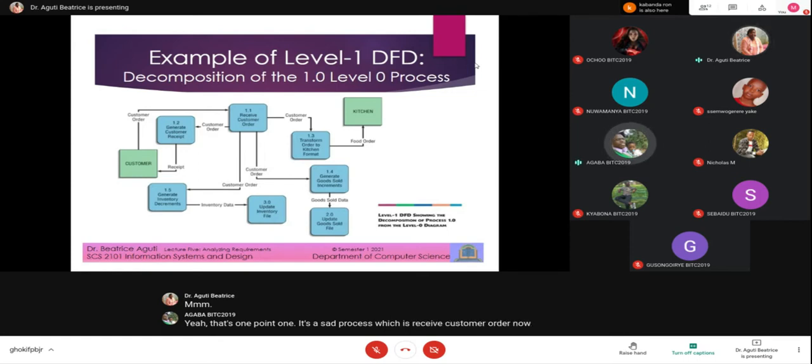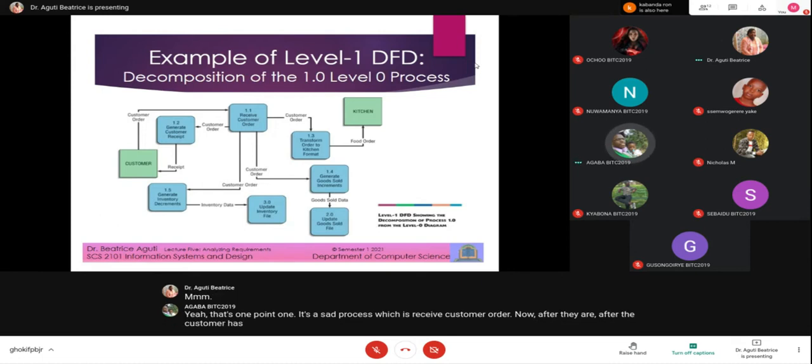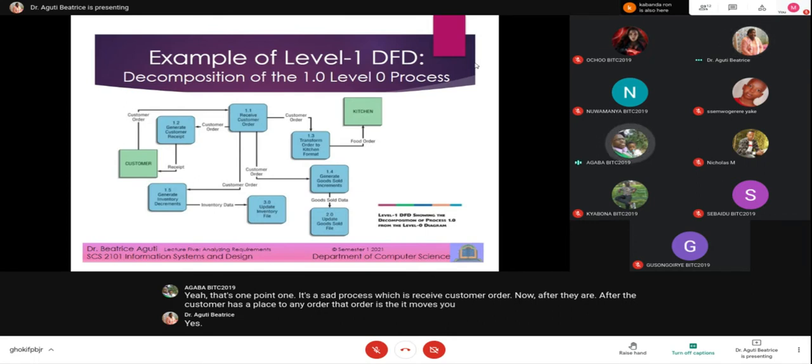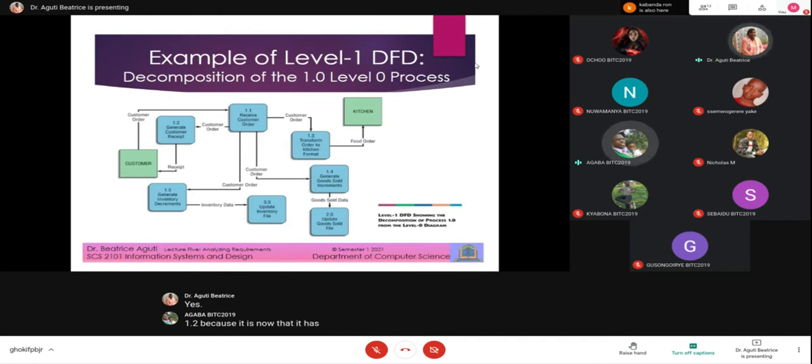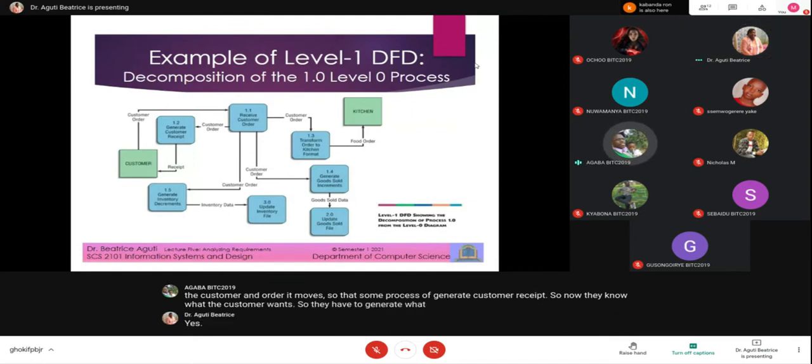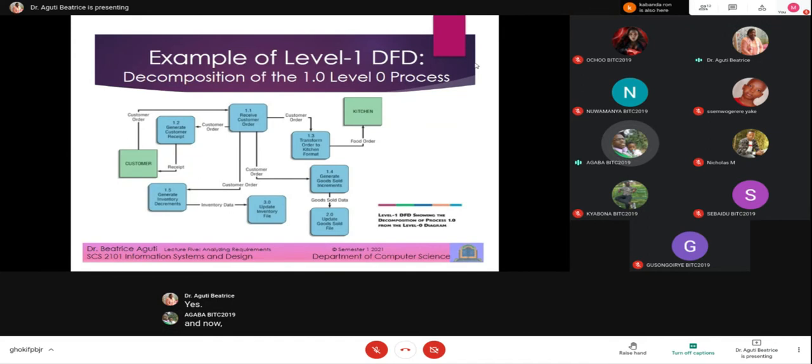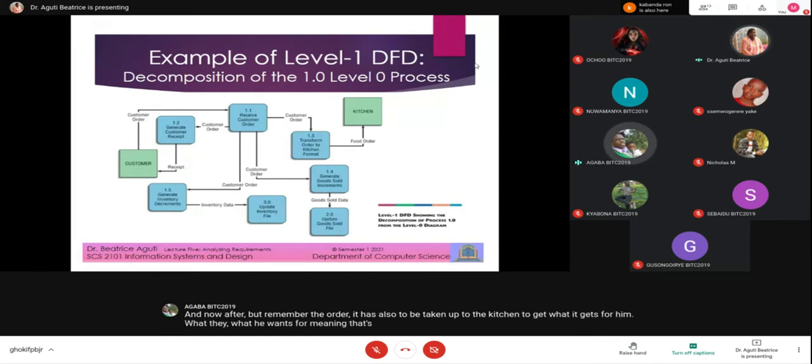Now, after the customer has placed an order, it moves to 1.2, because it has two arrows. One moves to 1.3, another moves to 1.2. It moves to the sub-process of generate customer receipt, so now they know what the customer wants and generate a receipt. The order also has to be taken up to the kitchen, so we move to the sub-process 1.3, transform order to kitchen format.